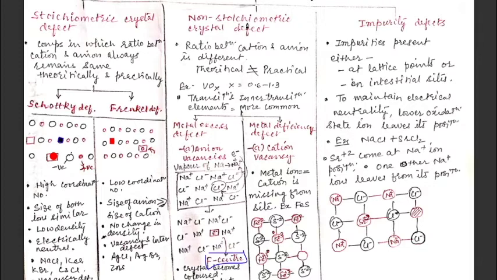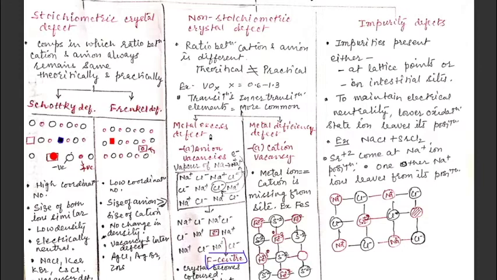The next type of defect is non-stoichiometric crystal defect. This defect is found in non-stoichiometric compounds. Non-stoichiometric compounds are those compounds in which the ratio of positive and negative ions present in the compound differs from that required by the ideal chemical formula of the compound. For example, vanadium oxide. This compound has formula VOx where x lies between 0.6 and 1.3. Now these defects are of two types: metal excess defect and metal deficiency defect.